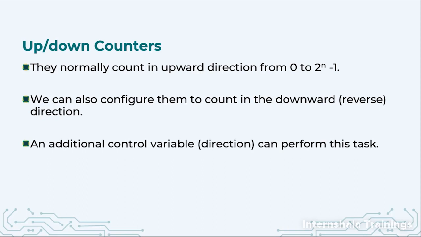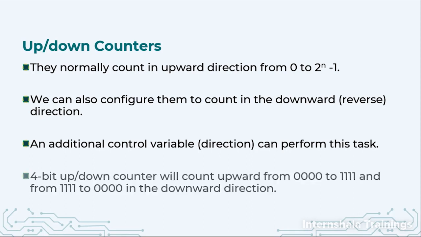An additional control variable can be added, and then we can control the direction of count, whether we want to count up or down. So if I have a 4-bit up-down counter, in the upward direction it is going to count from 0 to 15, and in the downward direction it is going to count from 15 to 0.